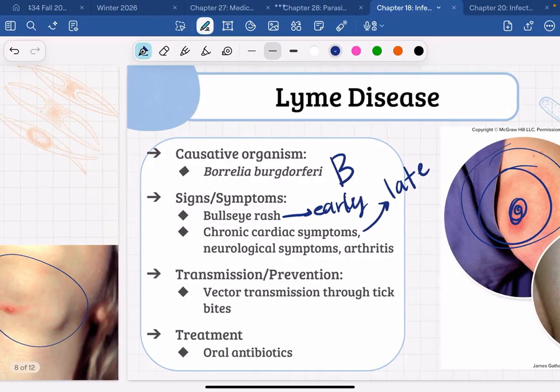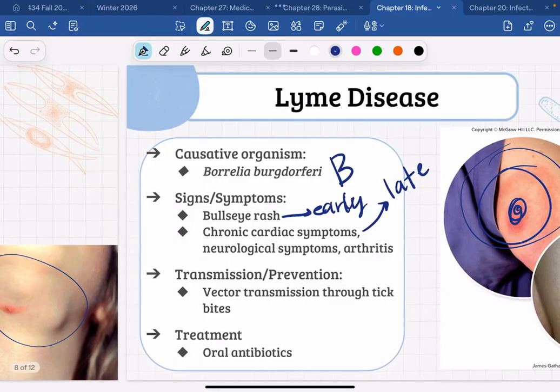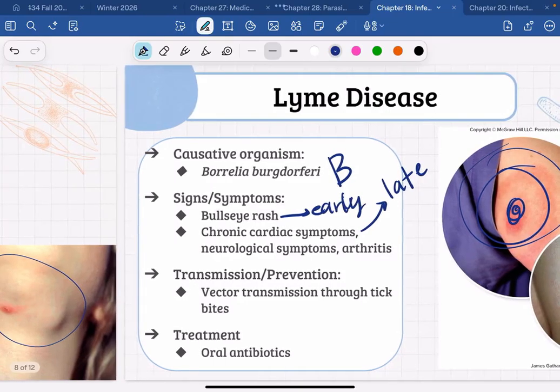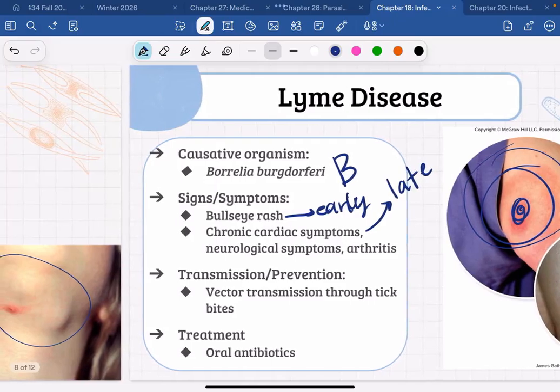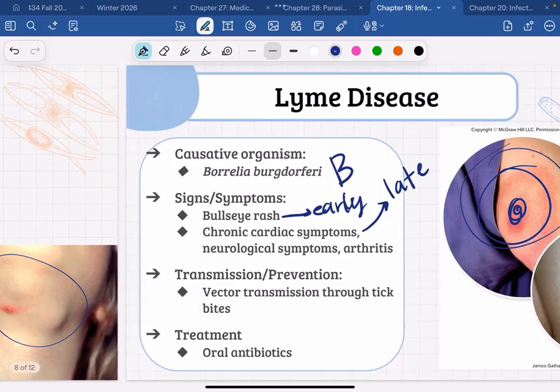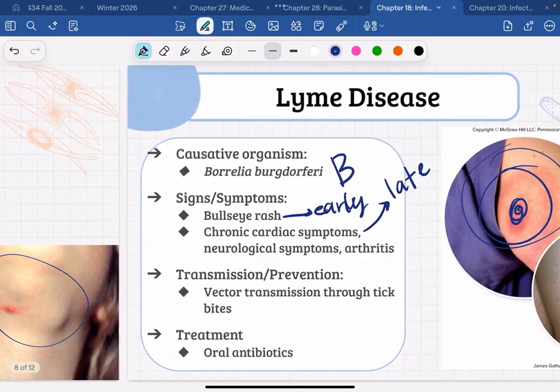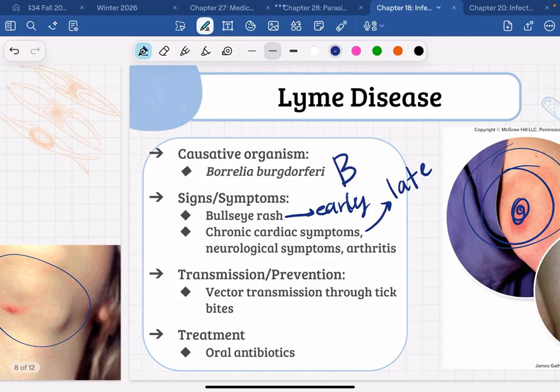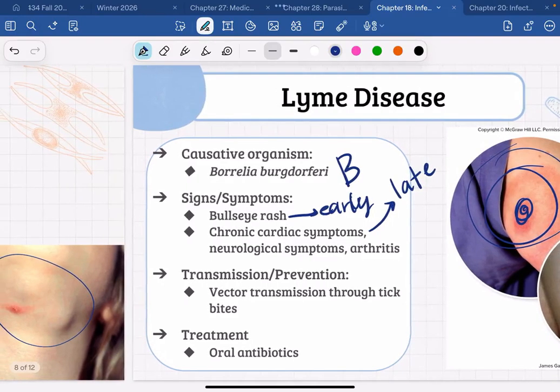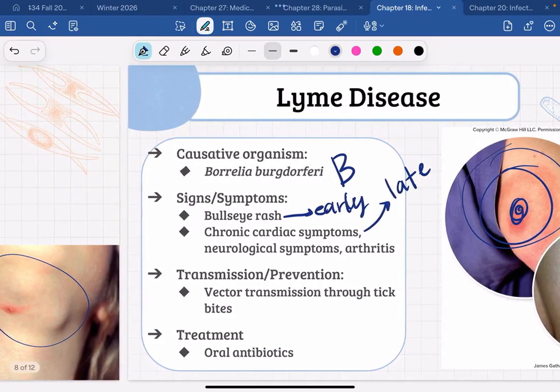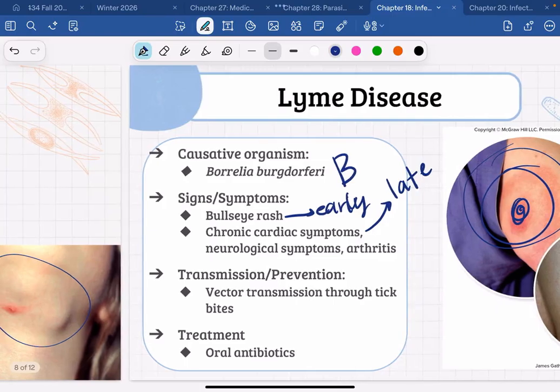But when they do strike, there are a lot of symptoms that have to do with the cardiac system. So there's a lot of heart problems, like chronic heart issues, where their heart won't beat correctly, they have chronic low blood pressure or chronic high blood pressure, all kinds of stuff. But chronic, long-term cardiac symptoms. They can also have long-term neurological symptoms and long-term debilitating arthritis, which is inflammation of your joints.